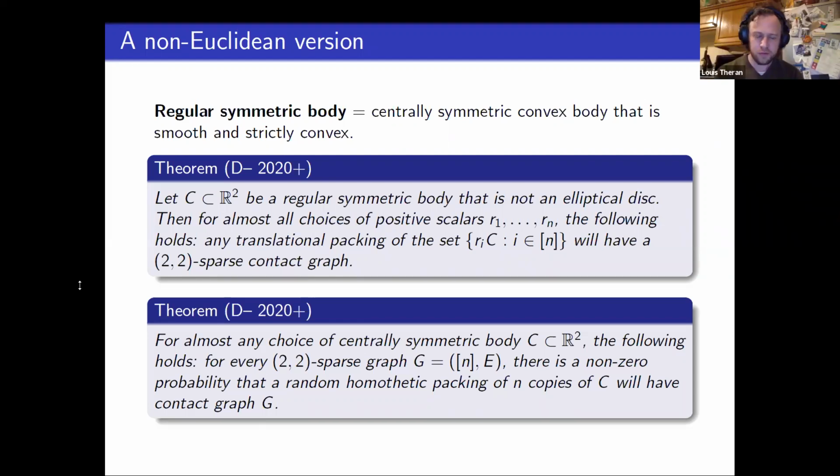Okay, so there is a question in the chat. Mira asks, for the packing result, do the obstacles of the Euclidean case remain for D equals 3?